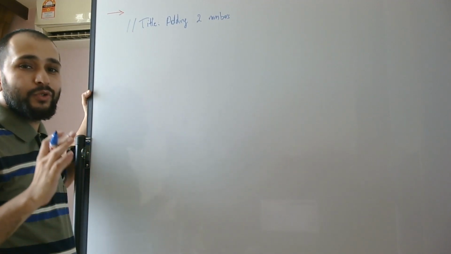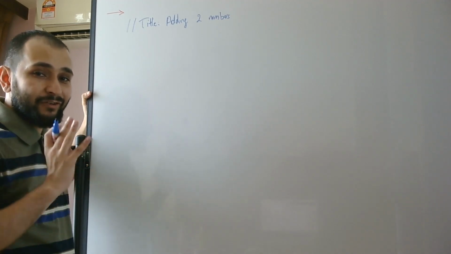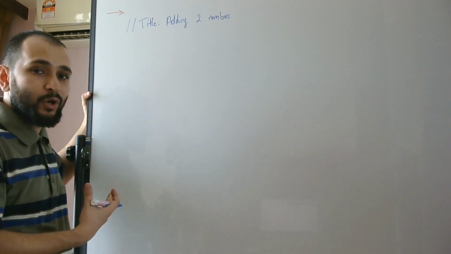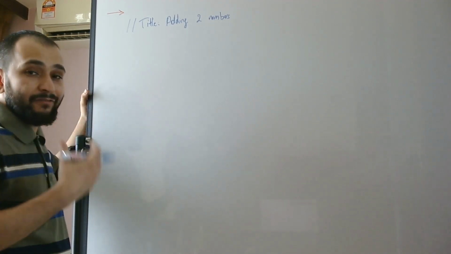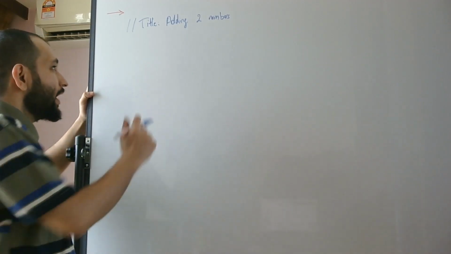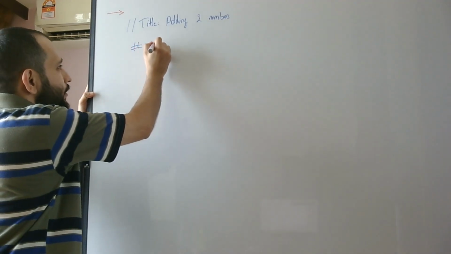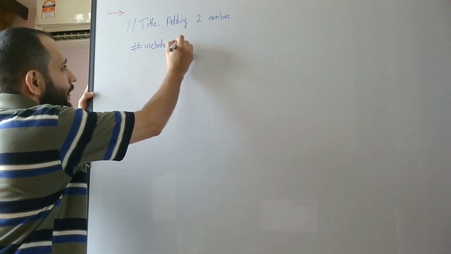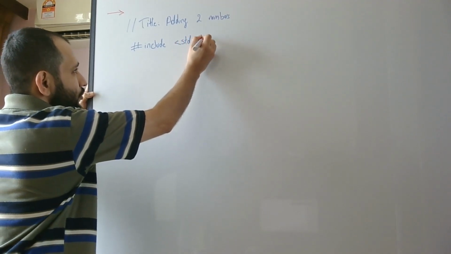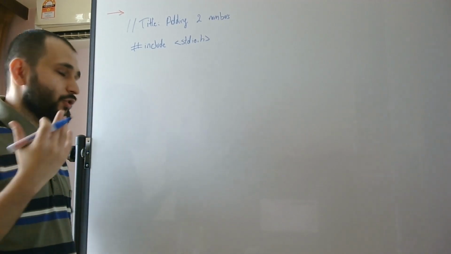The first thing that I want to do is to include the appropriate header files for this program, because I will be using functions such as printf in this program. So the appropriate header file for this program is stdio.h, and I'm going to include that. Hash include stdio.h.